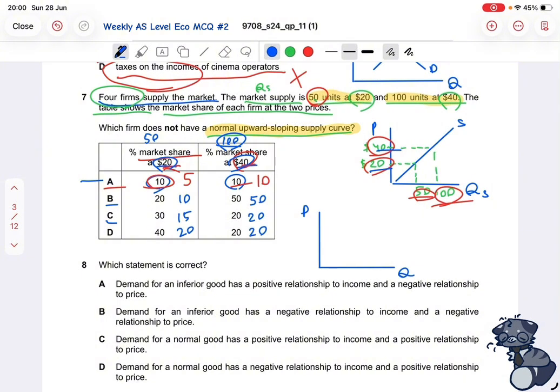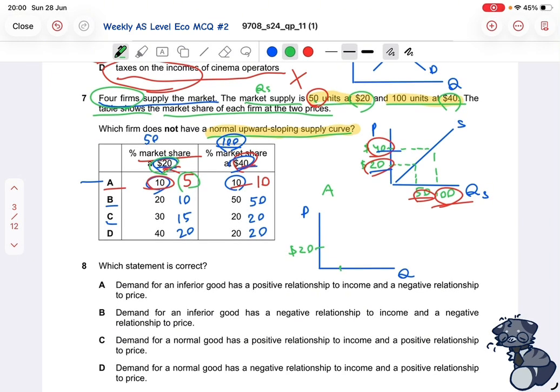The first one, let's say firm A actually. At $20, we have 5 units of supply. So all right, $20 here, and we have 5 units of quantity supplied. And then at $40, we have 10 units that are supplied. Since 40 is 2 times 20, we'll just put that up here. And since 10 units will be about 2 times the size of this as well, it goes around here. So we can guess that our points will be like this, and yes, it is indeed upward sloping.